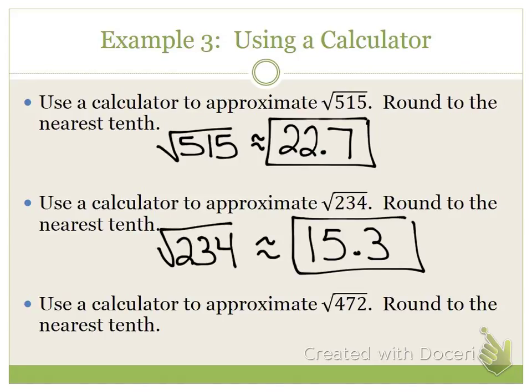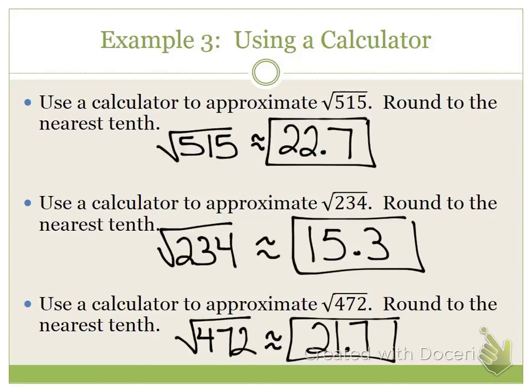15.3, very good. What about the last one? 21.7. That one stayed the same, right? Because the hundredths place didn't round up. All right, so that's how I approximate to the nearest tenth.